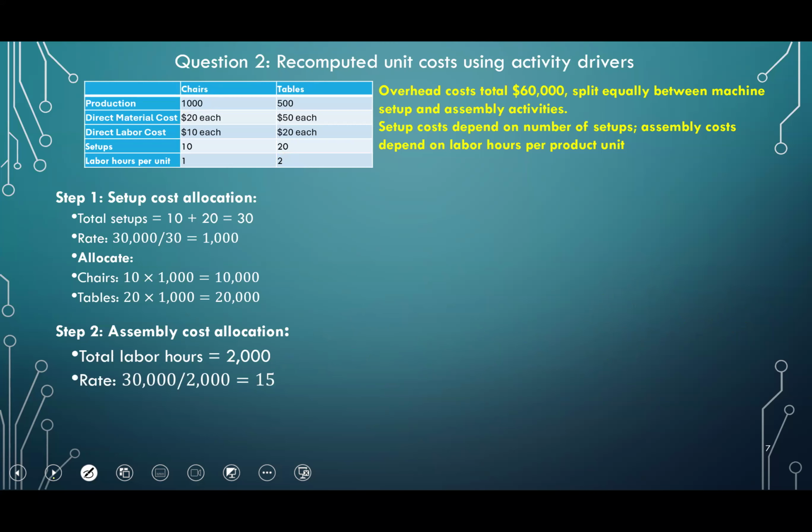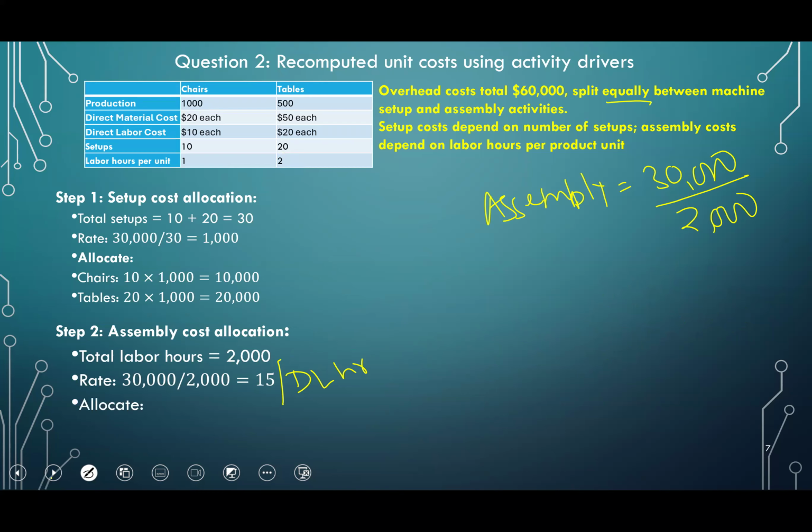Now I say, remember, I have split equally. So I have $30,000 in my assembly pool. And now I divide it by total direct labor hours and I get $15 per direct labor hour. Now I have the rate. What do I do? As before, I apply or allocate, as the case may be. Apply and allocate mean the same thing.